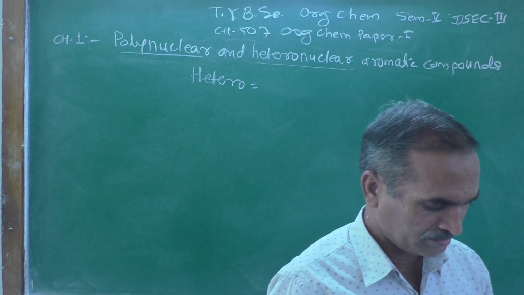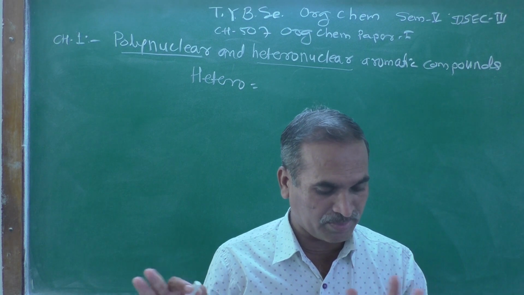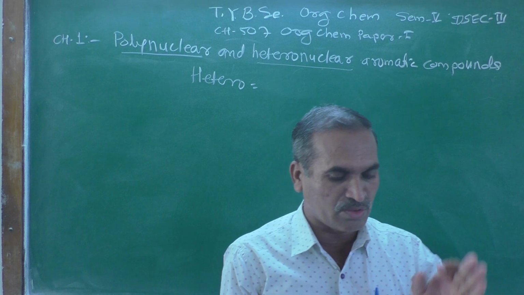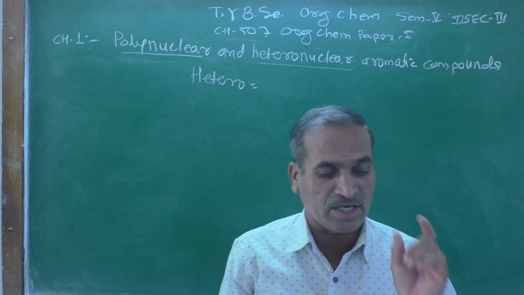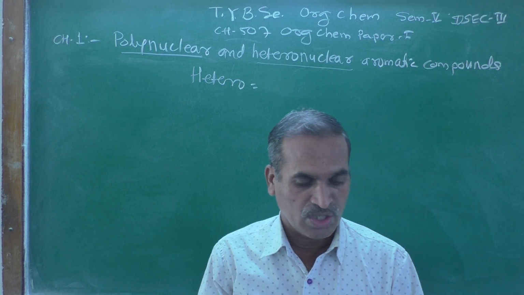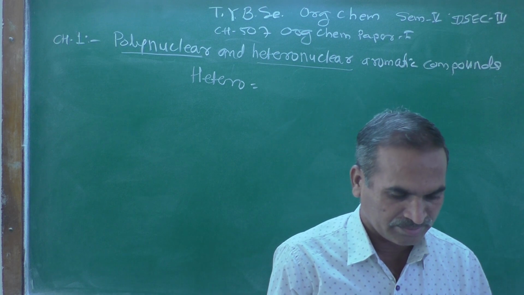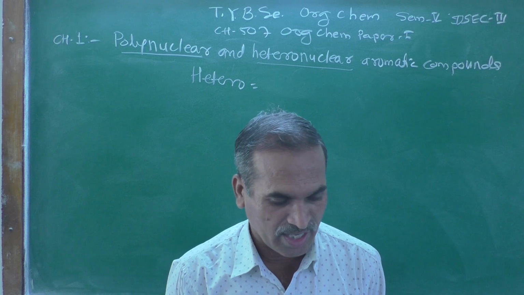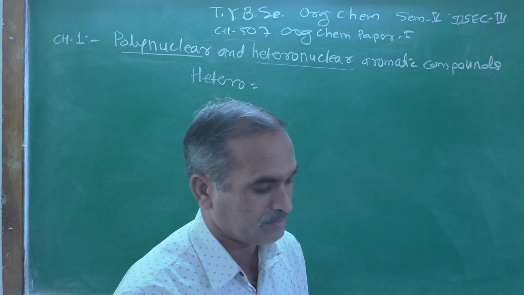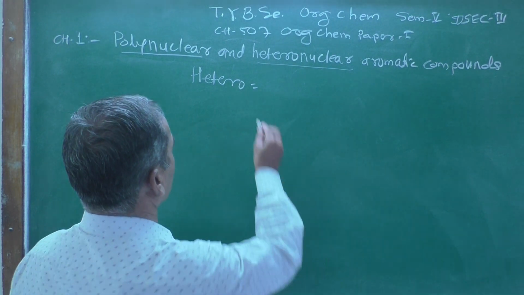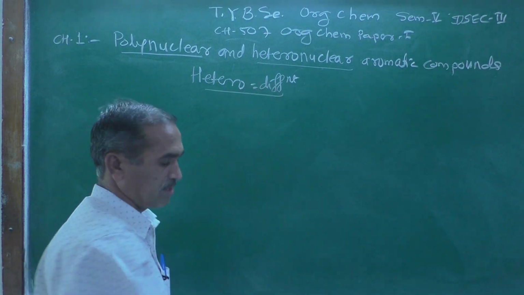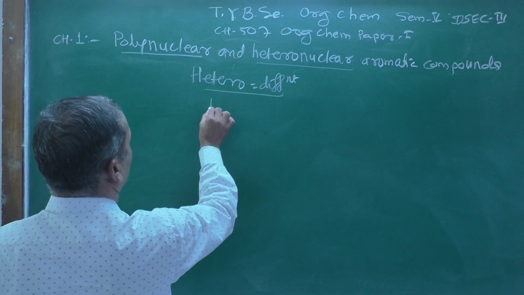So let us see the definition of the heterocyclic compound. Heterocyclic compounds are organic compounds that contain a ring structure containing atoms in addition to carbon, such as oxygen, sulfur or nitrogen as the heteroatom. That is the definition of a heterocyclic compound. The ring may be aromatic or non-aromatic. Hetero means different and nuclear means nucleus.